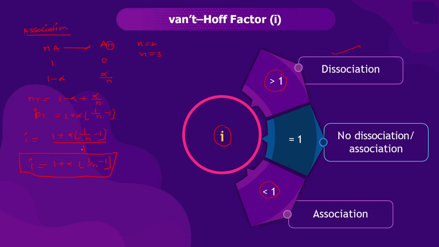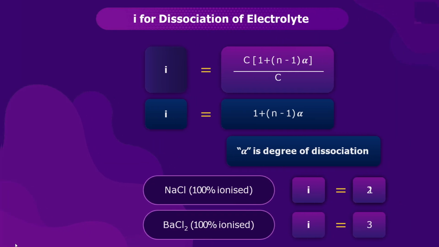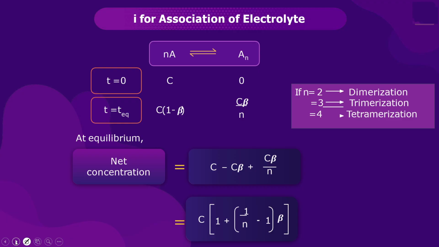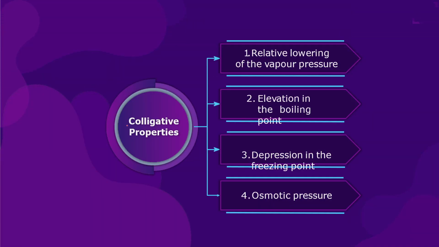So we have seen the value of i in case of dissociation and association. Here n stands for the number of molecules involved in association. If dimerization, n is 2; trimerization, n is 3. Alpha is the degree of association. So this is about the van't Hoff factor. Already we discussed this one. Van't Hoff factor completed. Again we'll discuss the van't Hoff factor later, after completion of colligative properties.